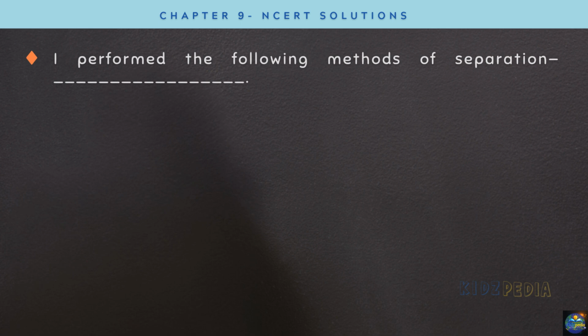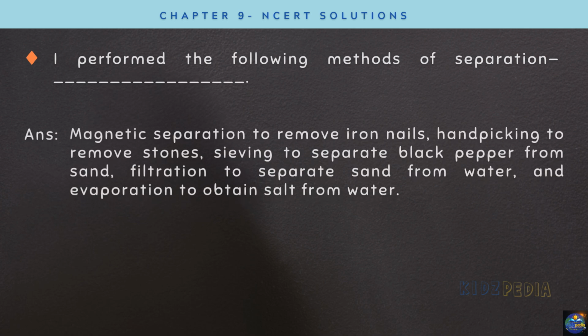Here you can write the methods you used while doing the separation process. You can write like, magnetic separation to remove iron nails, handpicking to remove stones, sieving to separate black pepper from sand, filtration to separate sand from water, and evaporation to obtain salt from water.